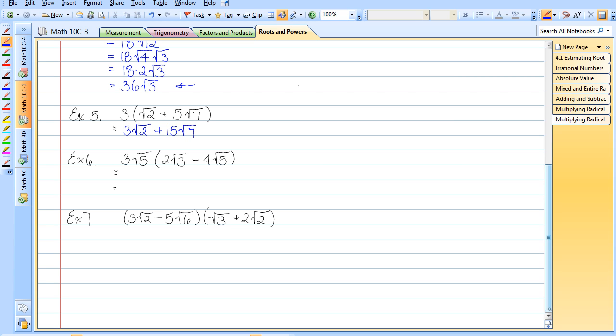Looking at example 6, same thing, we'll be distributing, so 3 root 5 times 2 root 3 gives us 6 root 15, and 3 root 5 times negative 4 root 5 is then going to give us negative 12 times 5, or 6 root 15 minus 60. Before continuing, some of you may be wondering how it is that I knew that root 5 times root 5 right away was equal to 5.